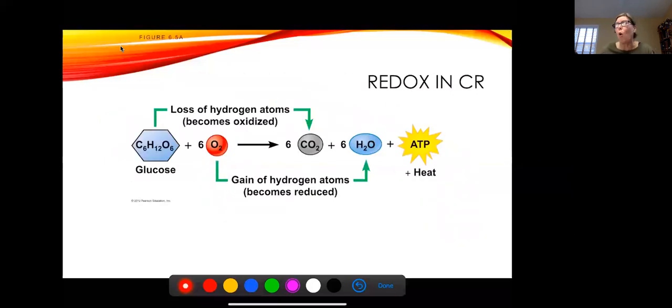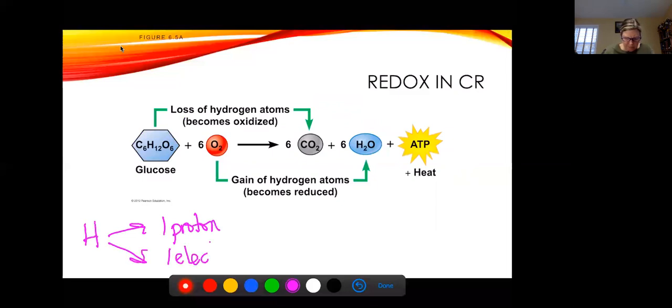So here is kind of the overall formula, the overall redox reaction in cellular respiration. CR is cellular respiration. Now you have to realize that hydrogen, if we break it into its subatomic particles, has one proton and one electron. No neutrons, remember. So when we gain or lose hydrogens, we are also gaining and losing an electron. So we can kind of use those together.